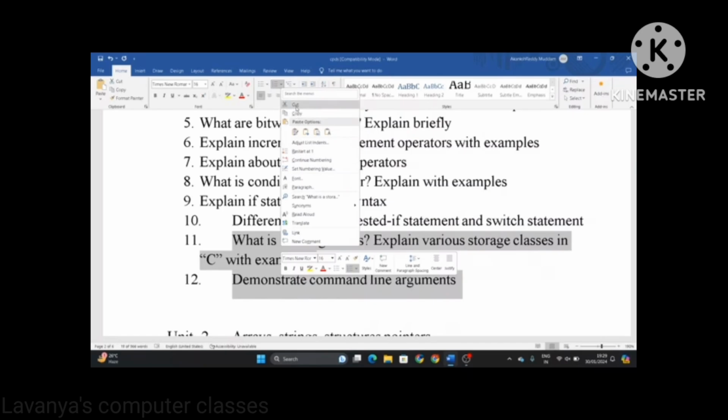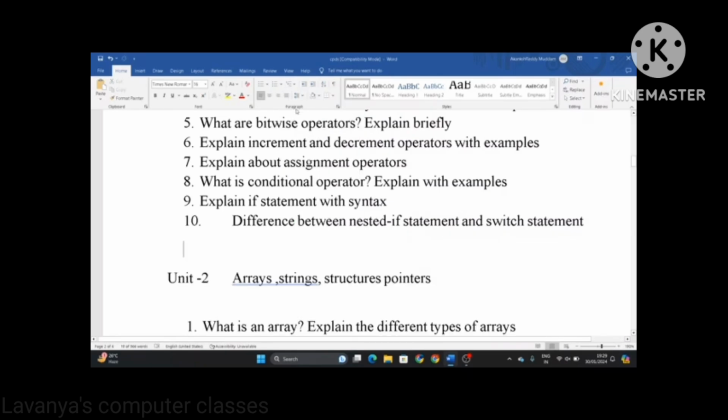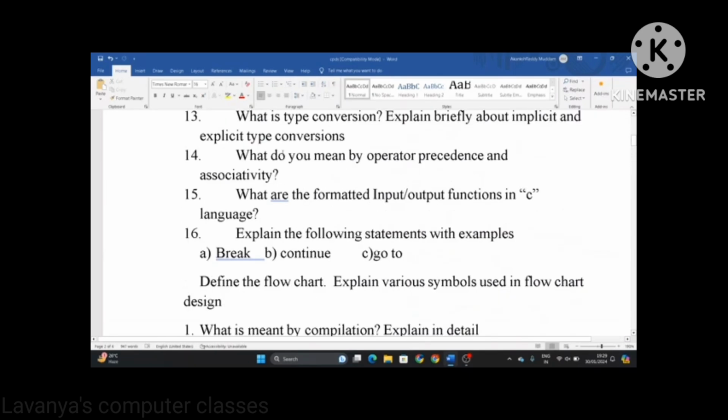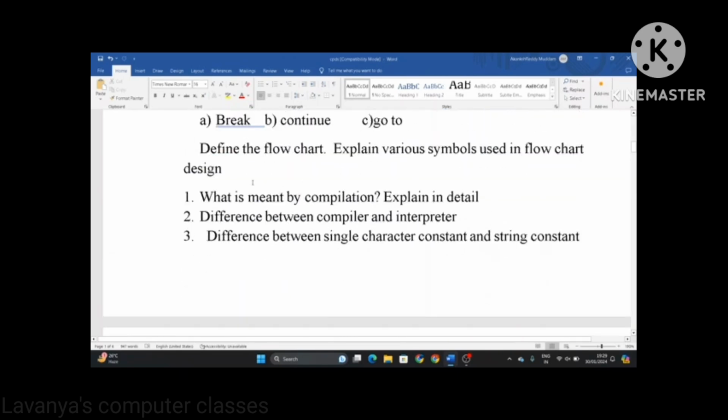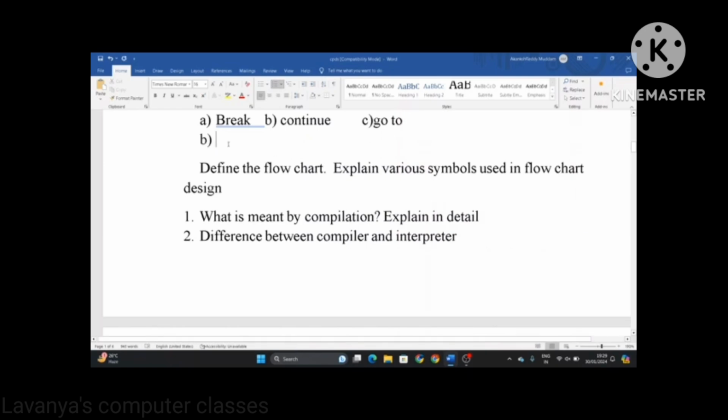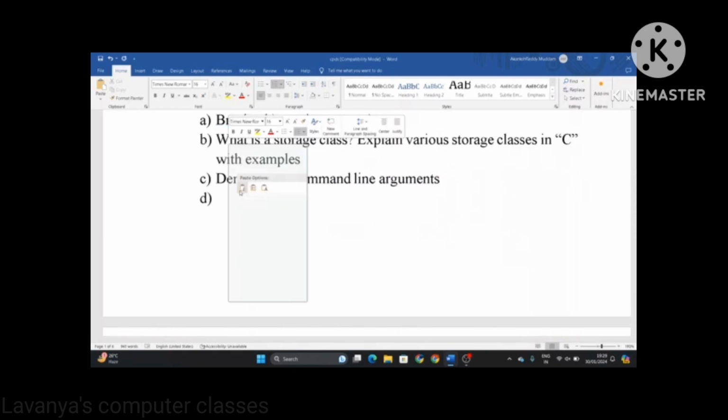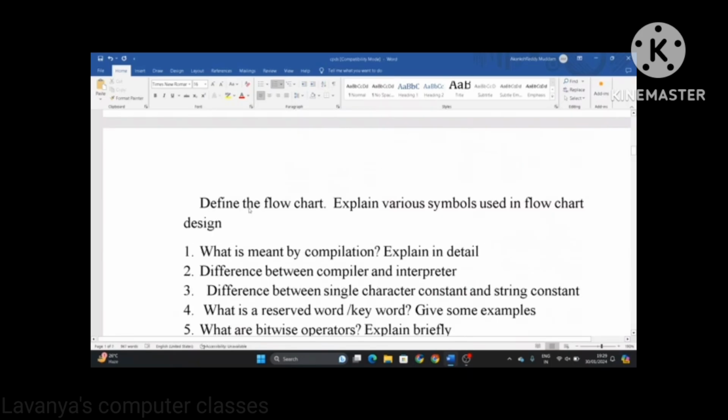These are the essay type questions. So these all are important questions in unit 1, short answer questions as well as long answer questions. Here, SAQs.